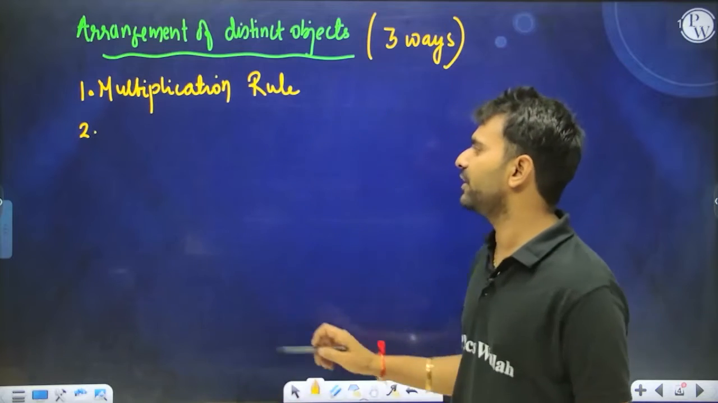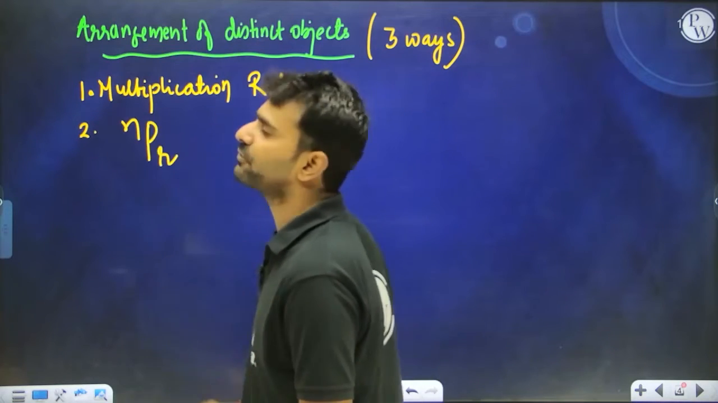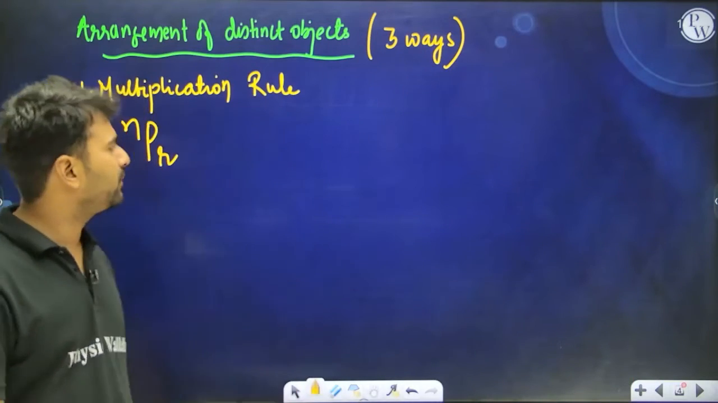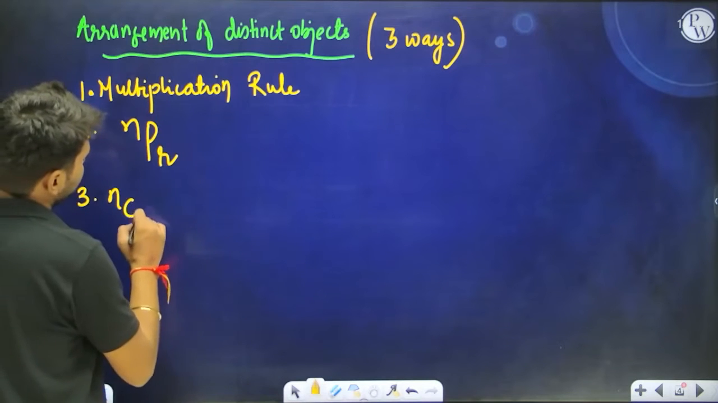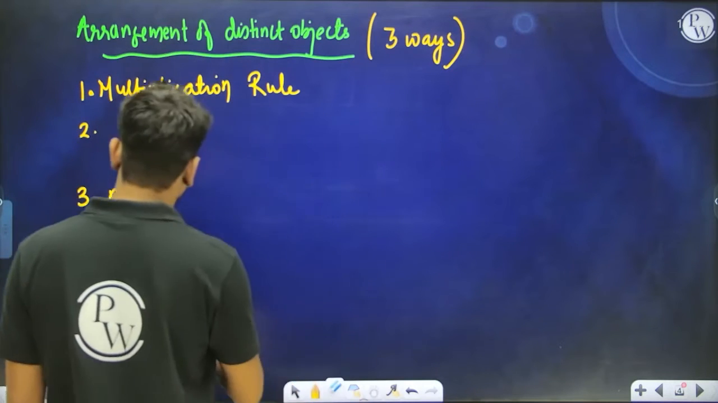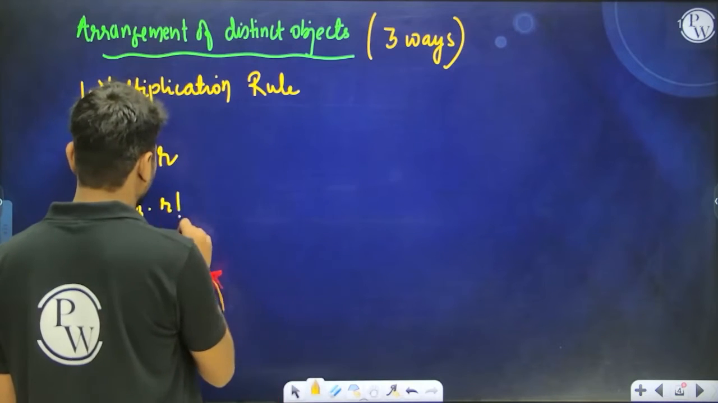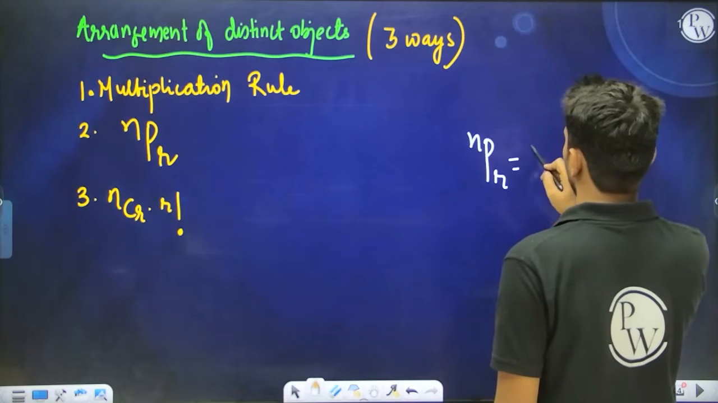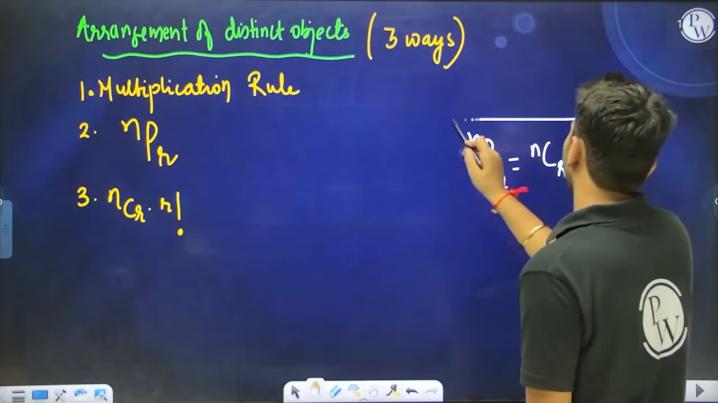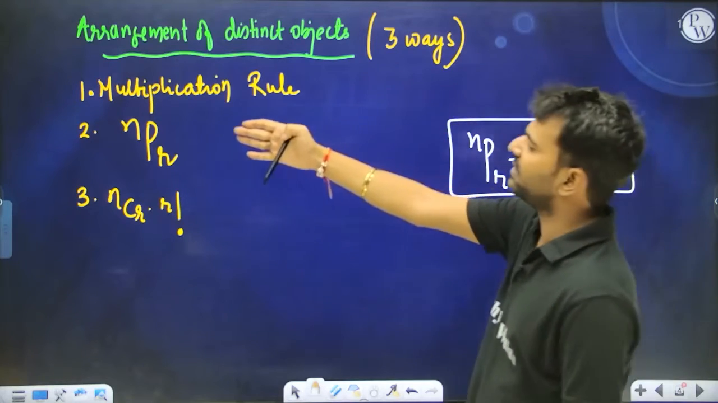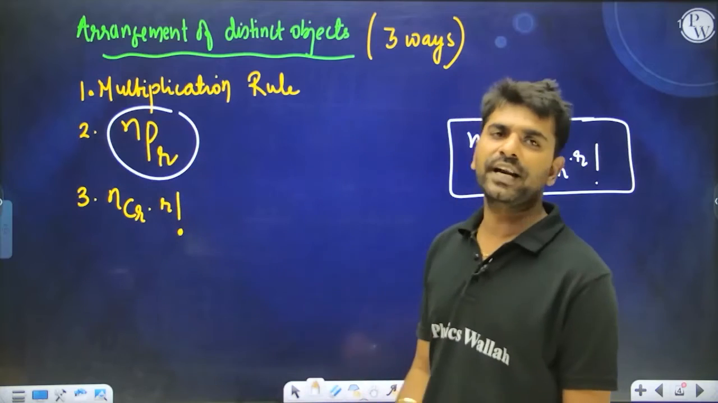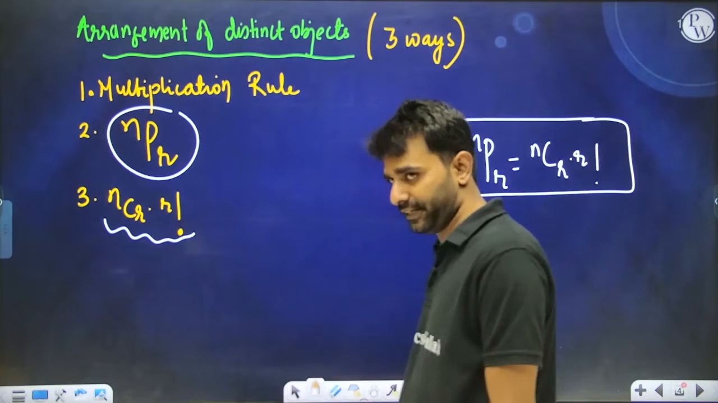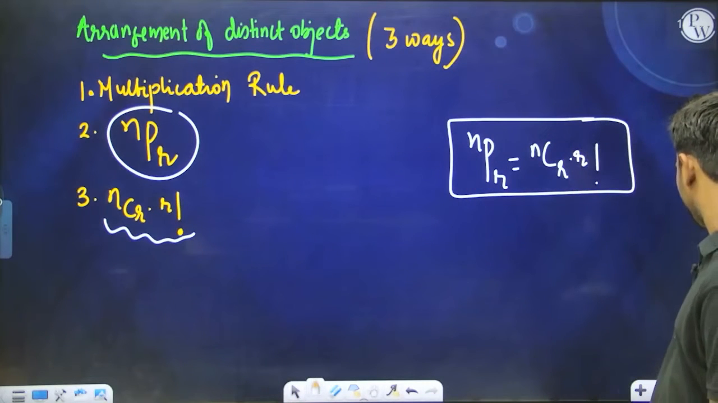Another thing is by using the formula nPr. P stands for permutation. If out of n different things you choose r and then you arrange r, it is nothing but nPr only. And the third thing is nCr into r factorial. Let me tell you one formula over here, that nPr is equal to nCr into r factorial only. Why I have talked about these as different ways is because over here combination and arrangement is included in one thing, and over here they are represented in different ways. Okay, I'll go ahead with this one by one.